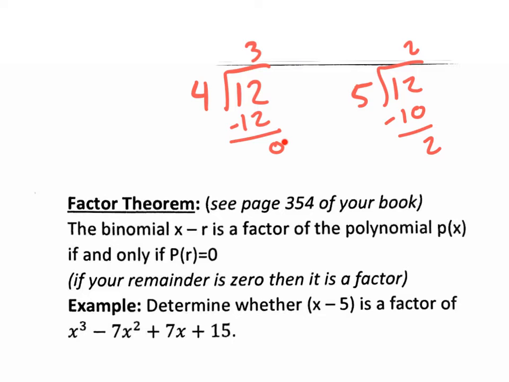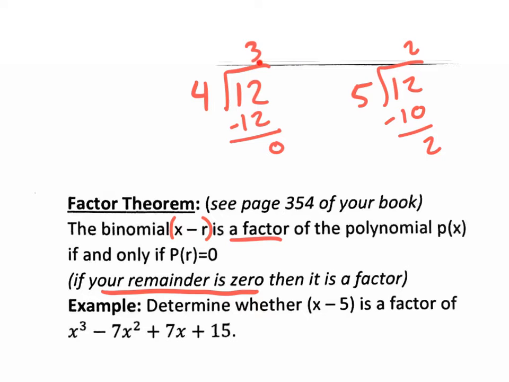Does that make sense? Is 4 a factor of 12? Yeah, because the remainder is 0. It goes into 12 3 times perfectly. There is no remainder. So that's what the factor theorem is. It tells you that this binomial right here, the x minus r, will be a factor if and only if your remainder is 0.